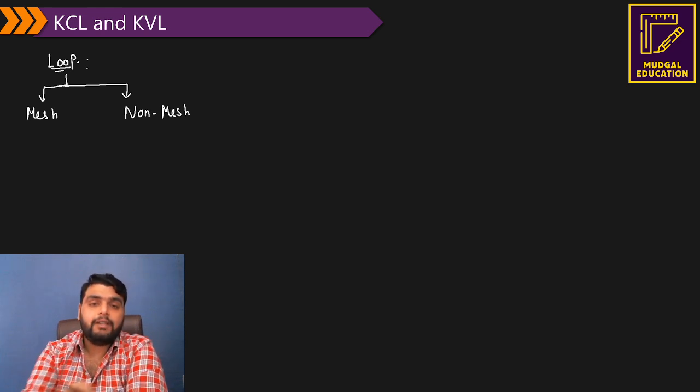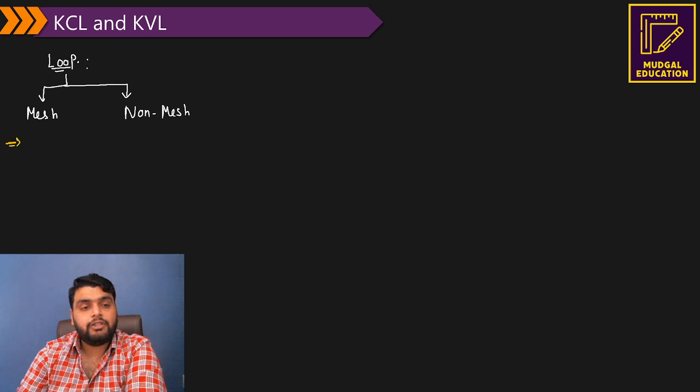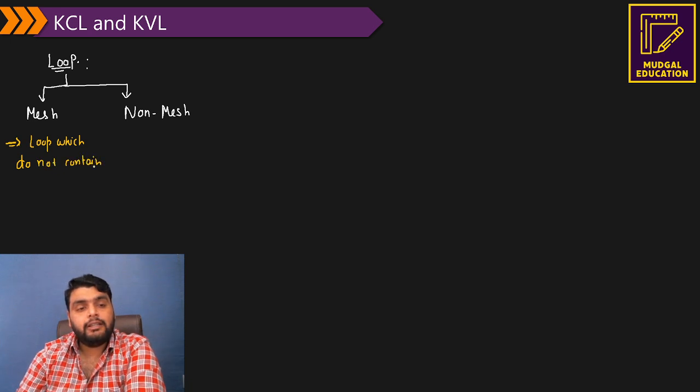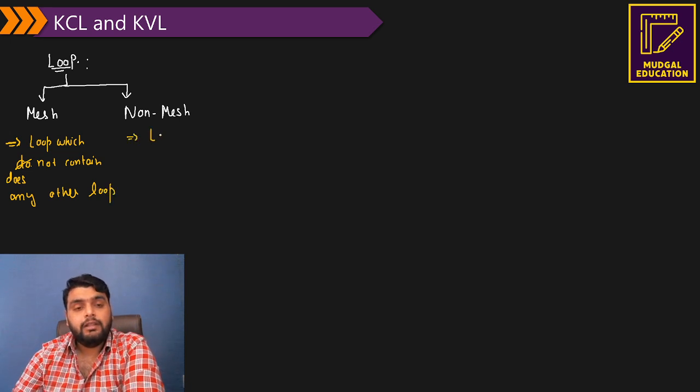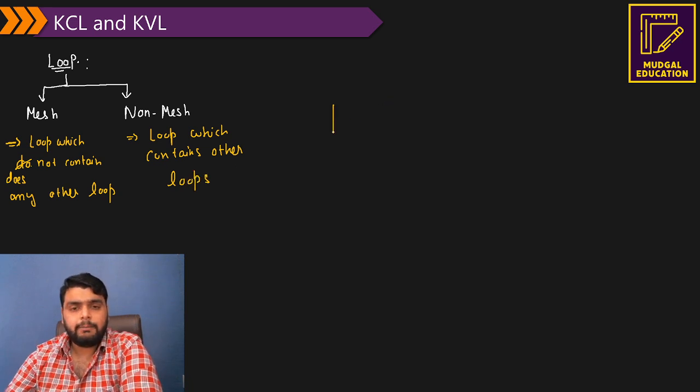Very important: a mesh is a loop which does not contain any other loop. And a non-mesh is a loop which contains other loops. Okay, let me give you one simple example here. If you observe this circuit, let's observe it very carefully.